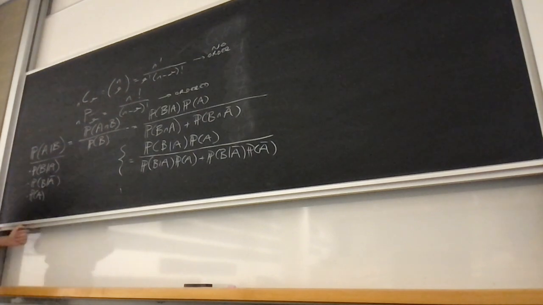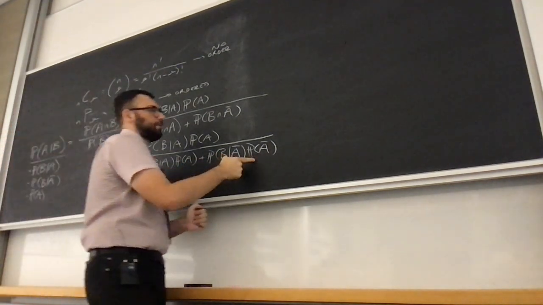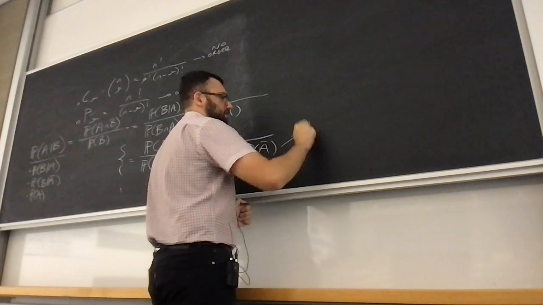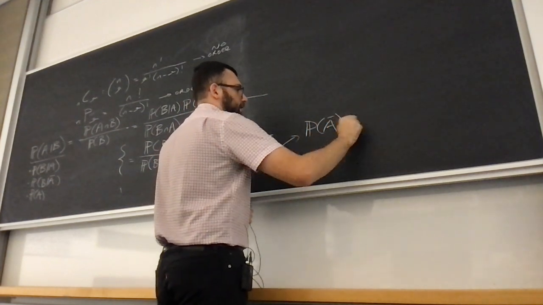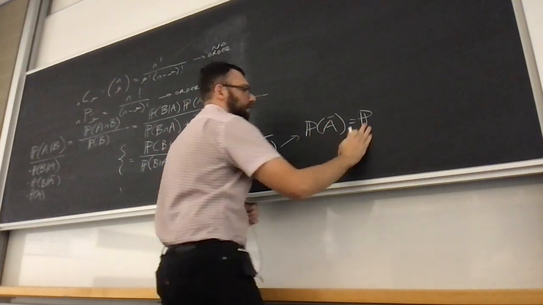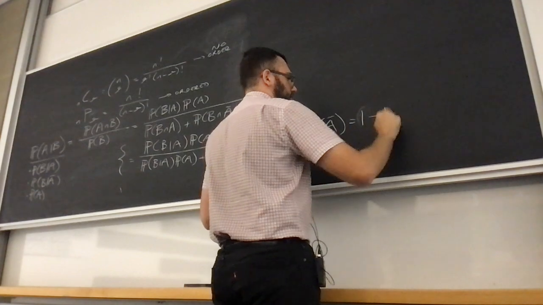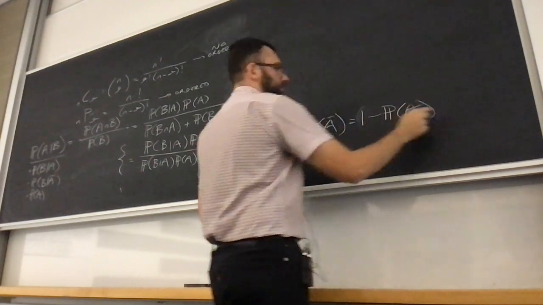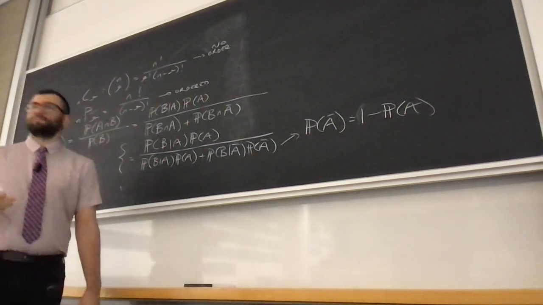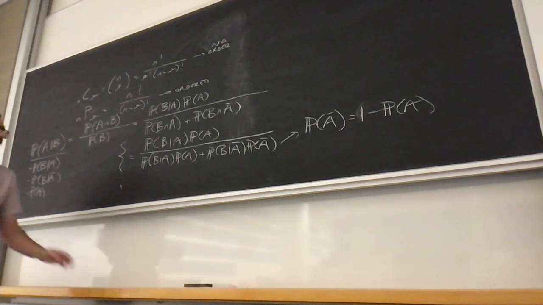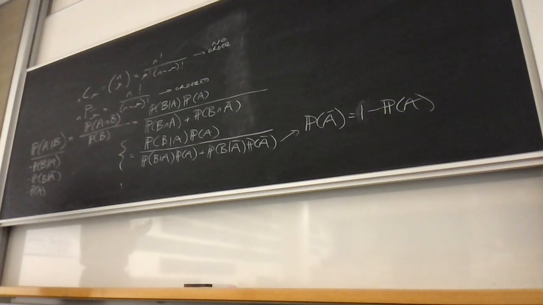And of course, you can figure out what the probability of A bar is because probability of A bar is going to equal 1 minus the probability of A. Right? Awesome. I think that's all I wanted to go through.